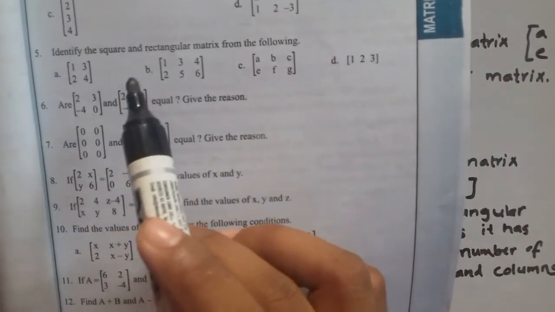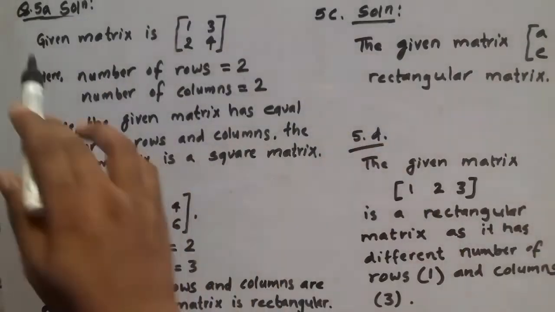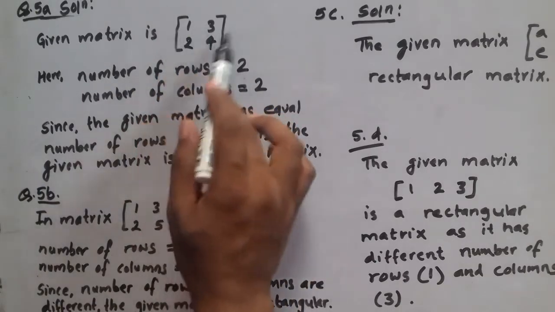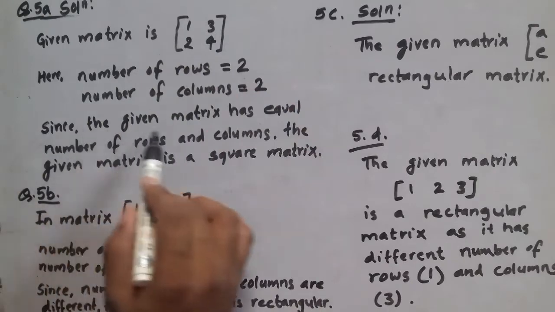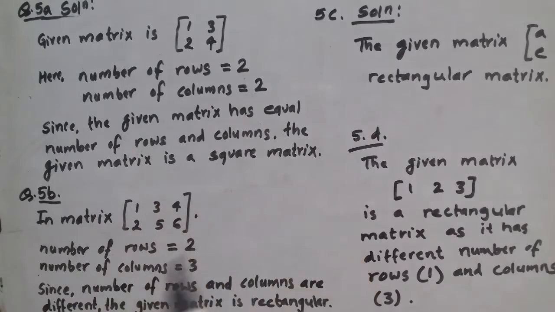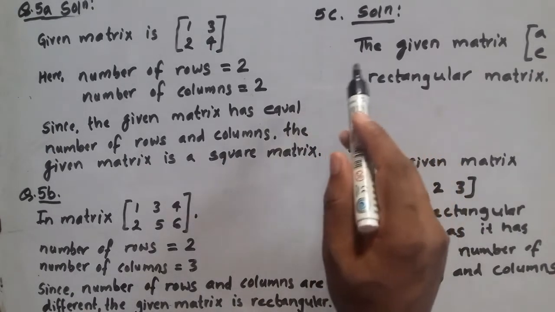In question number 5, we have to identify square and rectangular matrices from the following. In question number 5a, this matrix is given, here 2 rows and 2 columns. Since this matrix has an equal number of rows and columns, the given matrix is a square matrix. And in question number 5b, there are 2 rows and 3 columns, and since the number of rows and columns are different, the given matrix is a rectangular matrix, or simply we can write the matrix is rectangular. We can write directly without giving a reason also, like this.